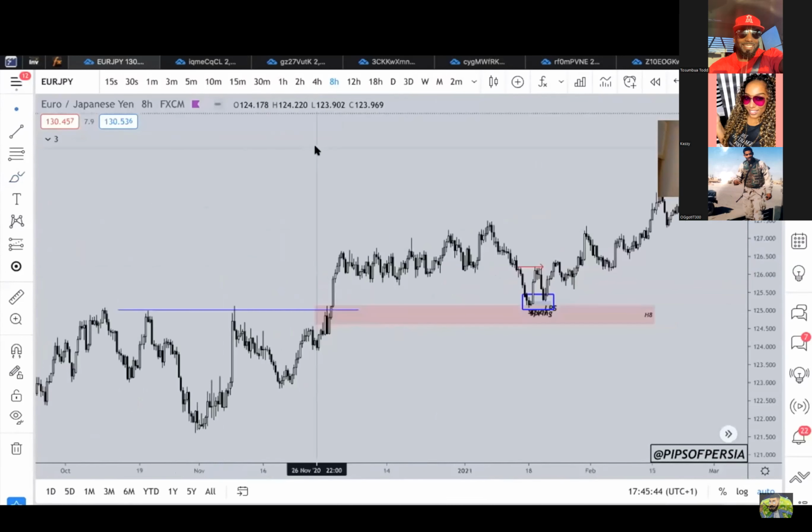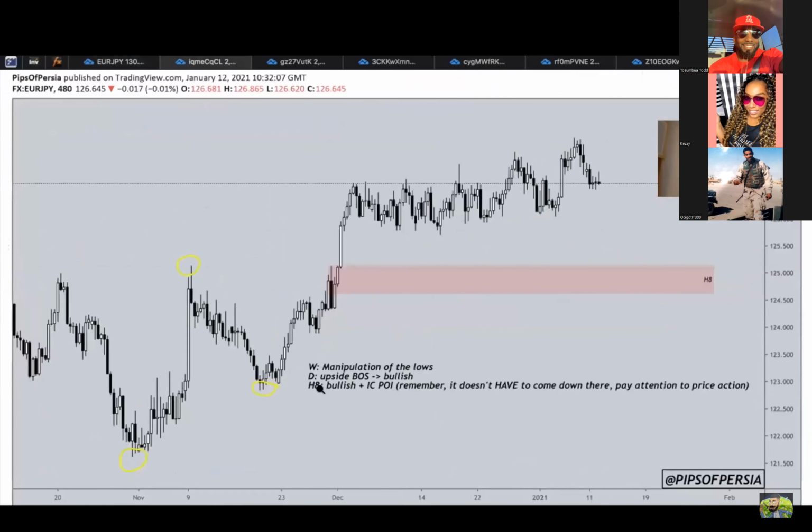So I've got the demand. Now I want to see if the demand is still valid. So what you see over here is what I have written over there. 8-hour bullish.